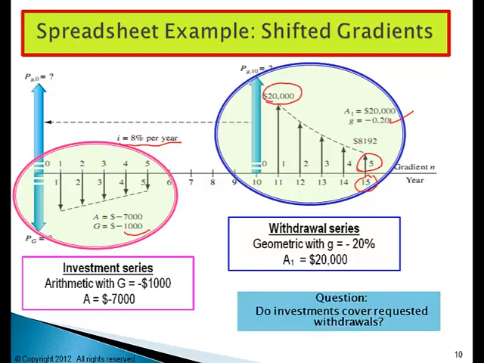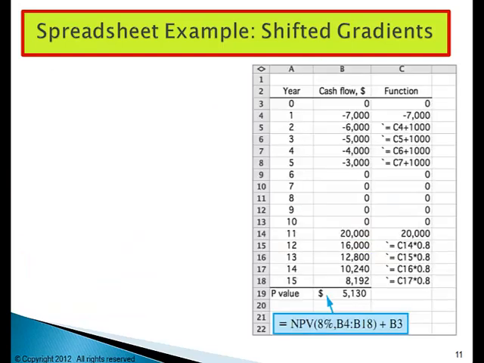Now, what is the question? Are the 5 investment deposits earning at 8% per year sufficient to cover the anticipated 5 withdrawals? In other words, was enough money put in, and did it earn enough at 8% to be able to cover the intended withdrawals? We'll use a spreadsheet-based present worth analysis to determine if there is an overinvestment or an underinvestment.